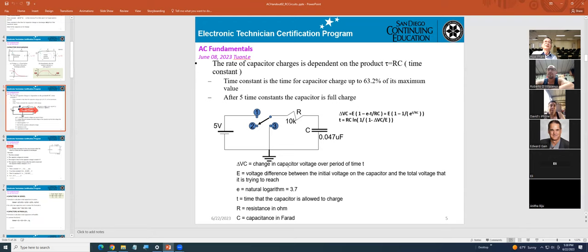So in here you can see you have 5 volts, okay? You can move the switch to 1 or to 3. If they go to 1, that means the capacitor will be charging. If they move the switch to number 3, the capacitor will be discharging. Now, delta VC, what does that mean? VC means the voltage on the capacitor. Delta VC means the change in capacitor voltage over a period of time t.